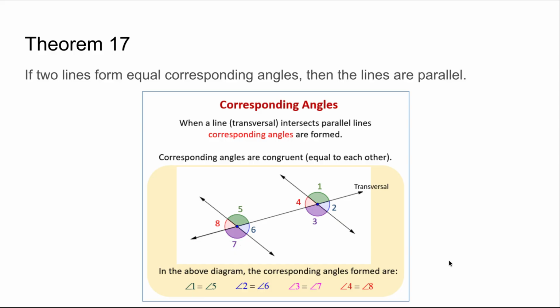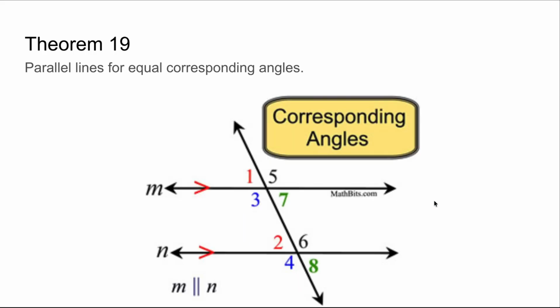So we see our parallel lines here, 1 and 2, and this transversal is crossing both of them. And because the corresponding angles, like 1 and 5, 4 and 8, 3 and 7, 2 and 6 are equal in every spot, this proves that these lines are parallel. So, theorem 19 says parallel lines form equal corresponding angles.